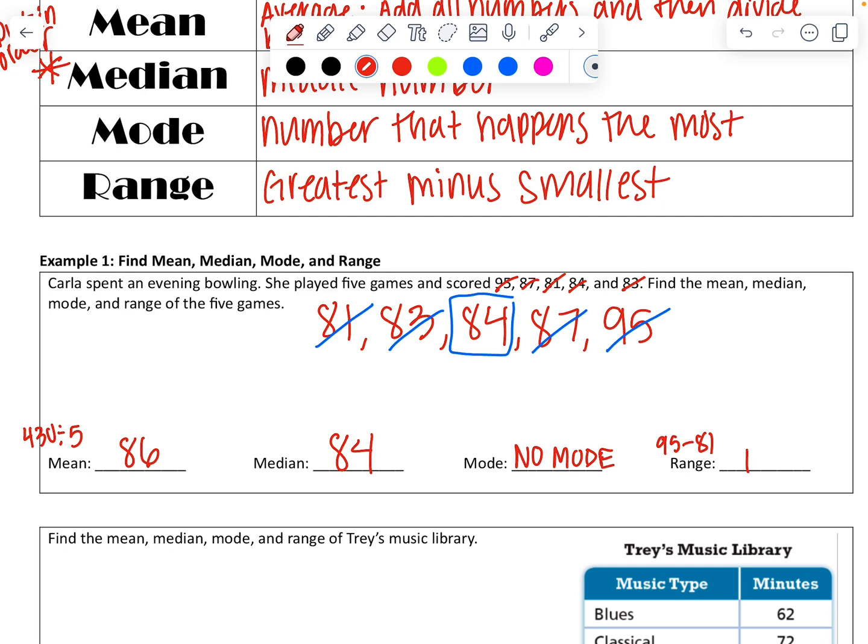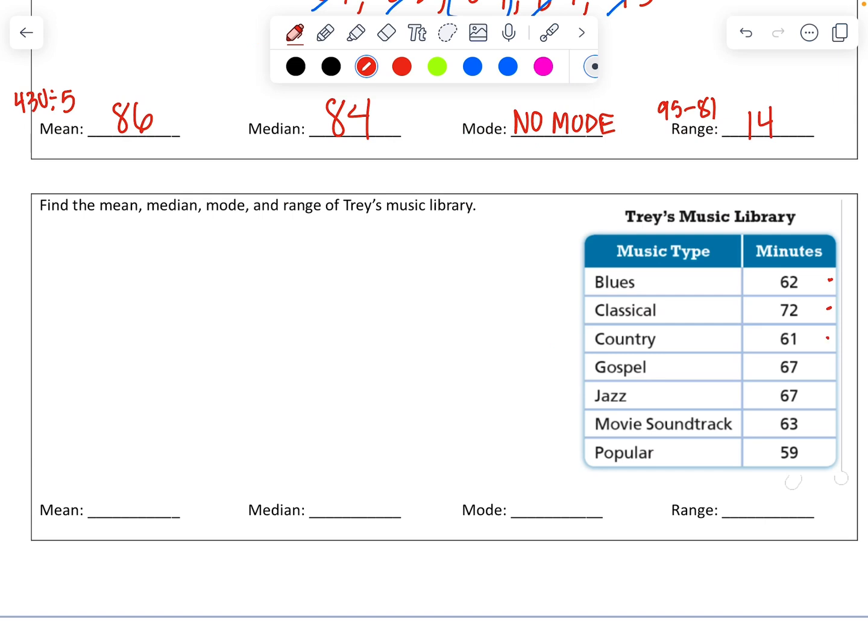So on this one, it says find the mean, median, mode, and range of Trey's music library. You can see over on the right that Trey spends 62 minutes listening to blues, 72 on classical, 61 on country, and so on. So first thing we do is put them in order from least to greatest.